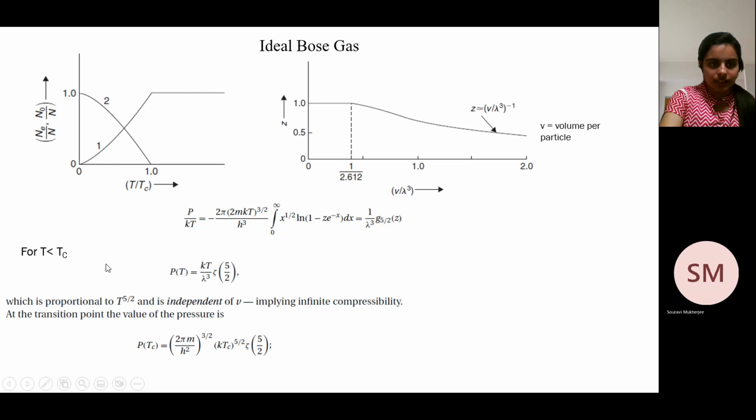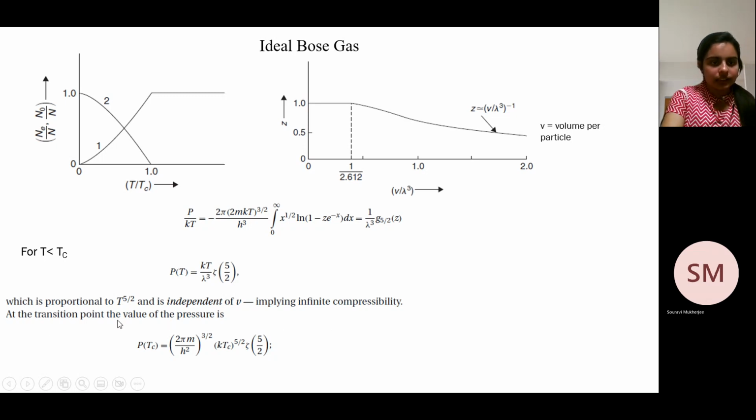So in a way, when T is less than Tc, you can replace the expression for pressure by this term here, right? And this tells you that this is proportional to T to the power 5 by 2. You have to consider that you have an extra T term here and you know that lambda goes as T to the power half, right? So accordingly, if you consider both, you would see that the pressure goes as T to the power 5 by 2, okay? And this is independent of V, which implies infinite compressibility, okay?